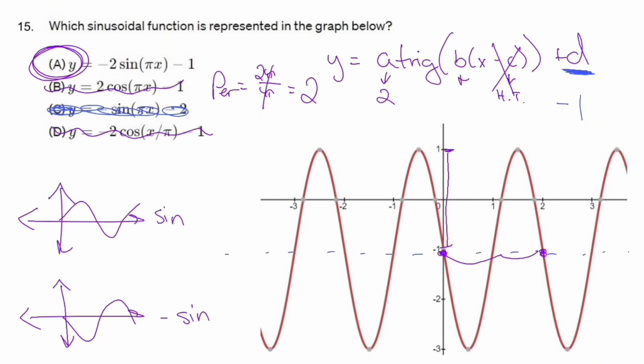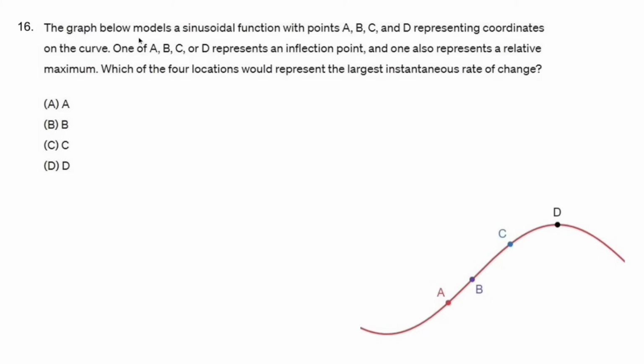Hope this helps. The graph below models a sinusoidal function with points A, B, C, and D representing coordinates on the curve. One of A, B, C, or D represents an inflection point, probably you, because it's right in the middle. And one also represents a relative maximum.